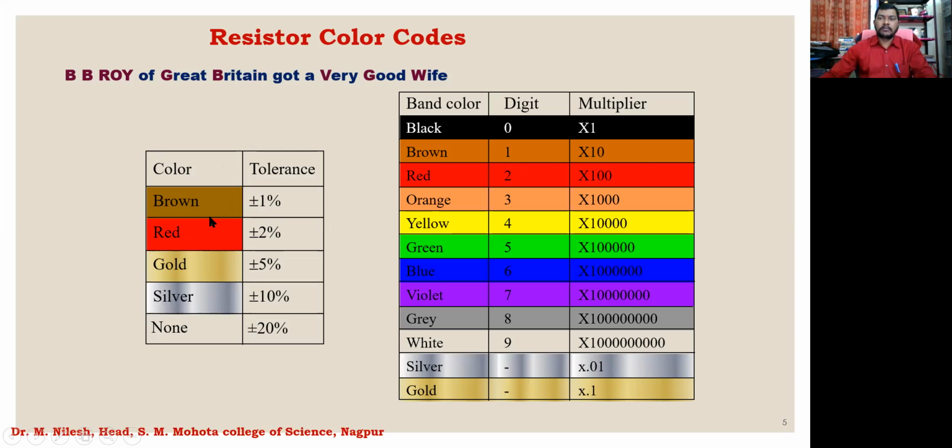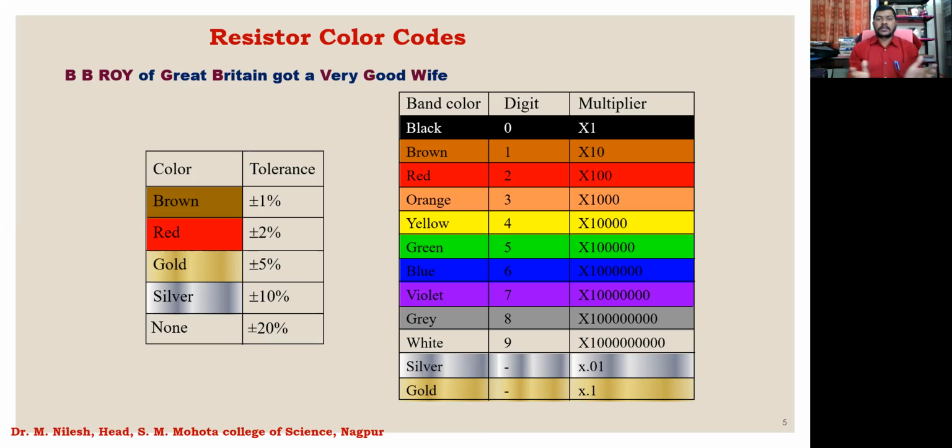Some resistors are very precise and particular about the resistance. The red one is having plus minus 2%. Then we are having gold plus minus 5%, silver plus minus 10%, none. If the fourth band is missing, then it might be having plus minus 20% tolerance, right? So what that tolerance means is the effective resistance of that.